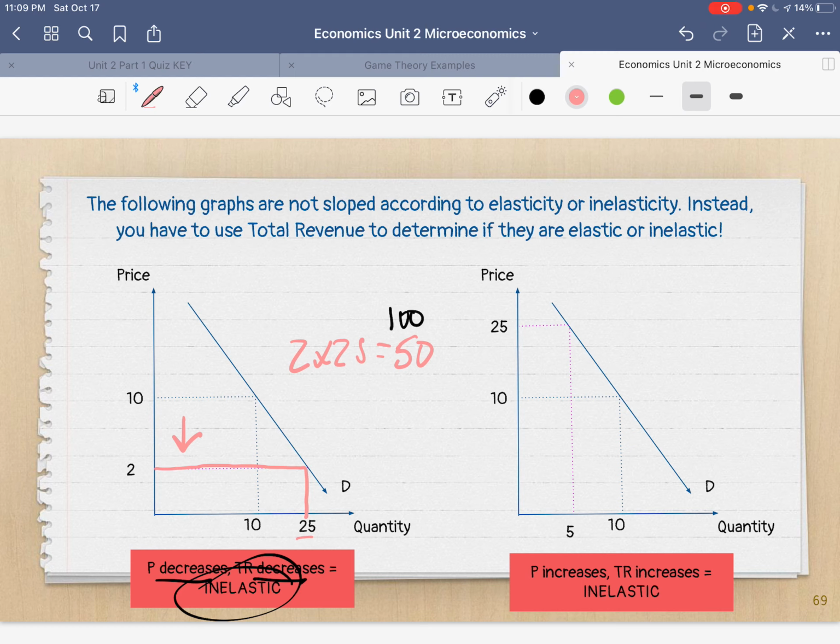I increase my price from the equilibrium, 10 times 10. Way increase it. It's up to 25. Go down. And then quantity decreases to 5. So what is 25 times 5? That is 125. From my equilibrium, 100 to 125, that is an increase. So when price increased on this graph, total revenue increased. That means it is an inelastic good.